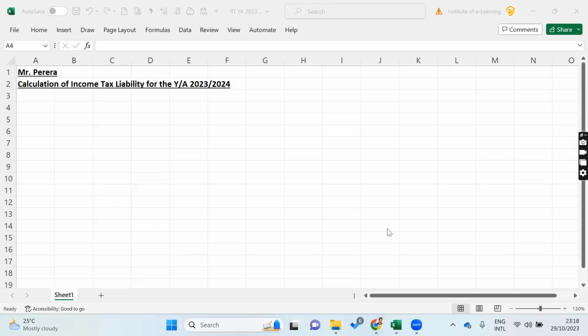Today, we'll discuss income tax liability of a resident individual. Let's say Mr. Pereira. Mr. Pereira is a resident individual. I will put RI, resident individual. The calculation of income tax liability for the year of assessment 23-24. This is income tax liability.